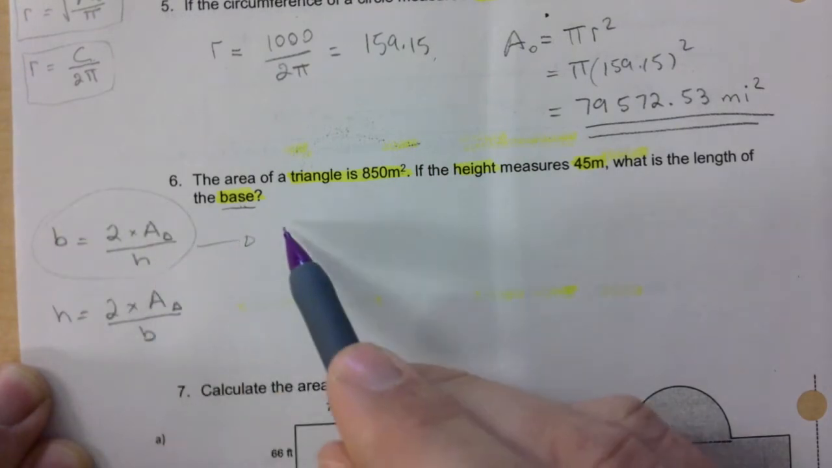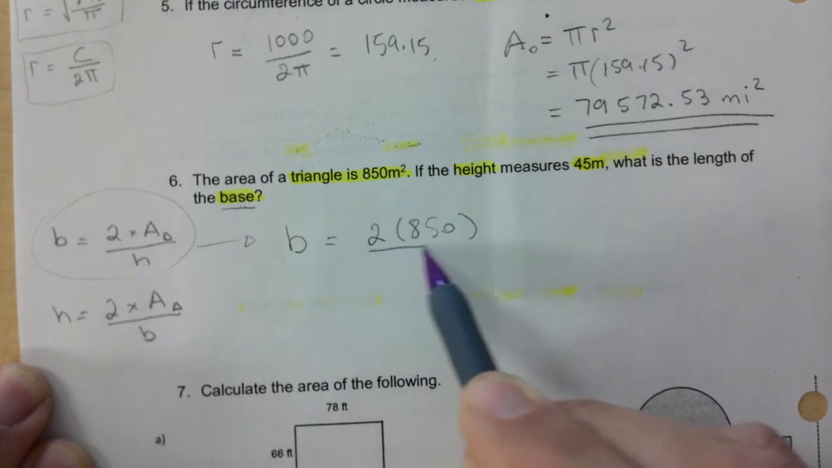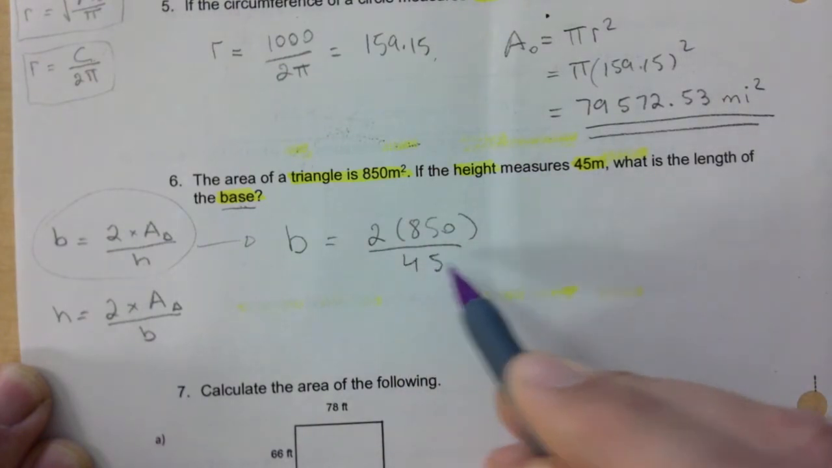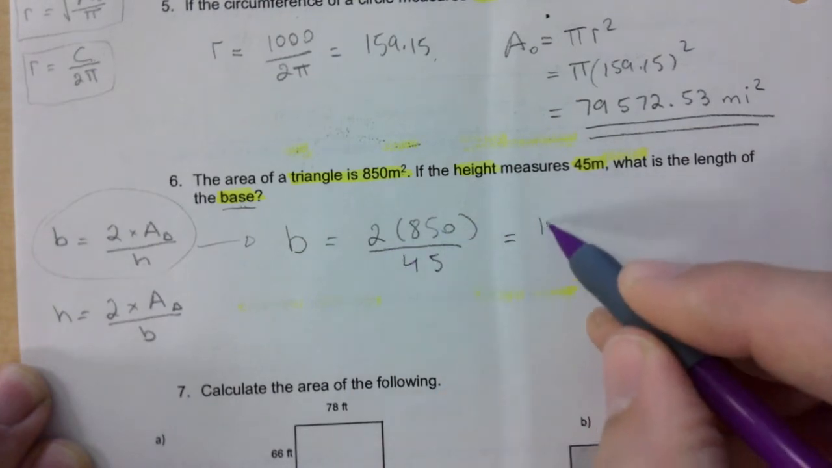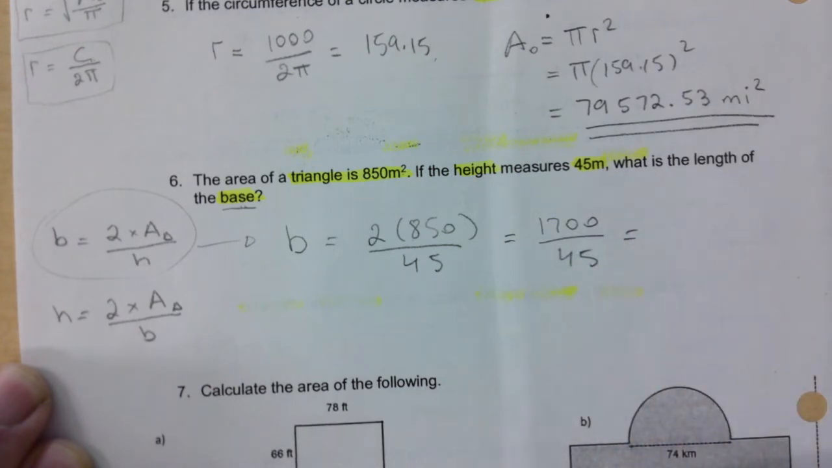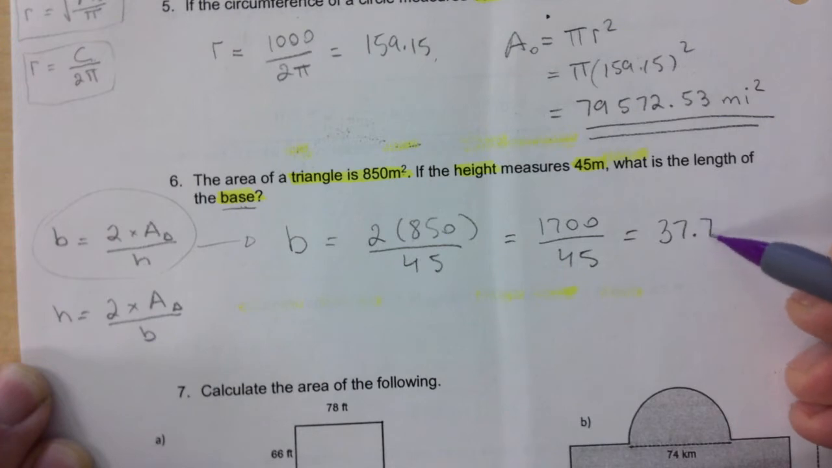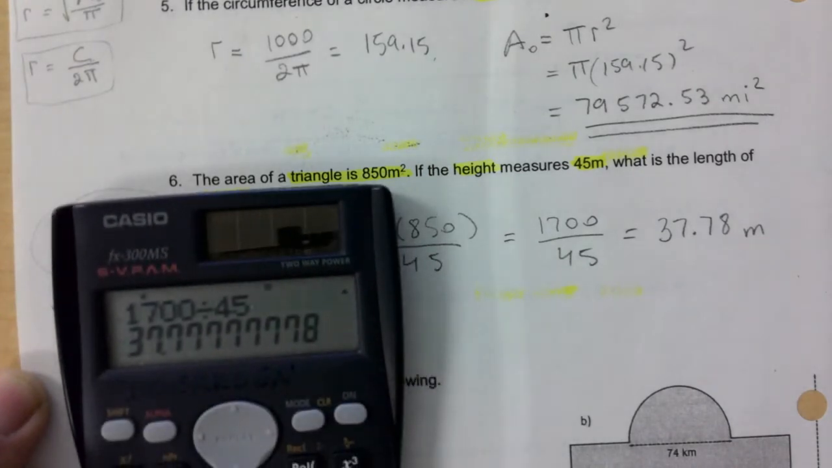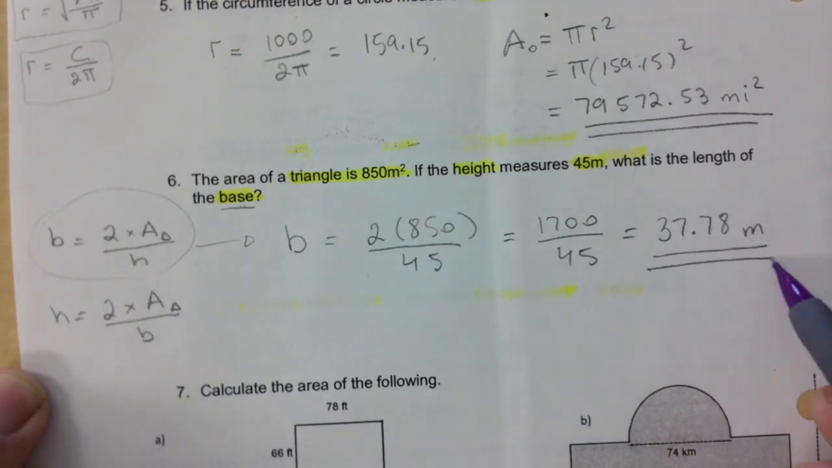You are given the height, so base is 2 times 850 divided by, in this case, the height, which is 45. This is 1700 divided by 45. You get 37.78 meters, because your calculator gives you 37.7777, it just keeps going, so we round it to this. So that's the base of the triangle.